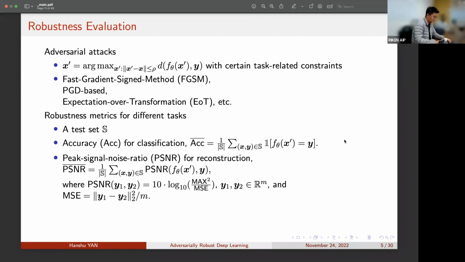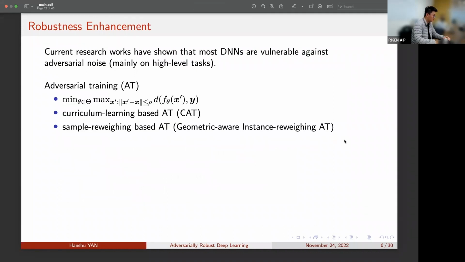On some restoration tasks like denoising or super resolution, we can use the reconstruction quality on the perturbed data as the metric. Here, PSNR is a very commonly used metric to measure the reconstruction quality. Current research works have shown us that DNNs are very vulnerable against adversarial attack. So how can we robustify the deep neural networks?